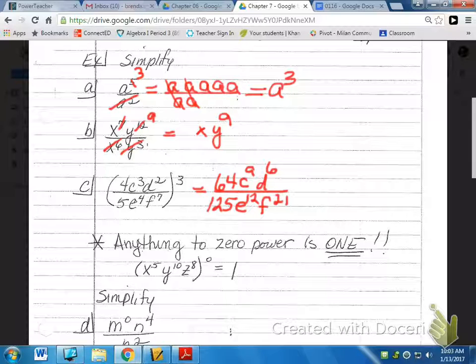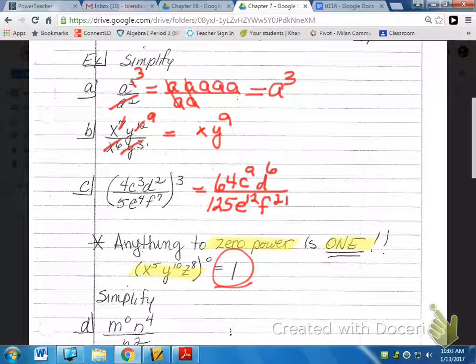Anything to the 0 power is 1 by definition. That is a definition. Anything to the 0 power is 1. So even if they have this long involved monomial, x to the 5th, y to the 10th, z to the 8th, if it's all to the 0 power, then you must say the answer is 1.